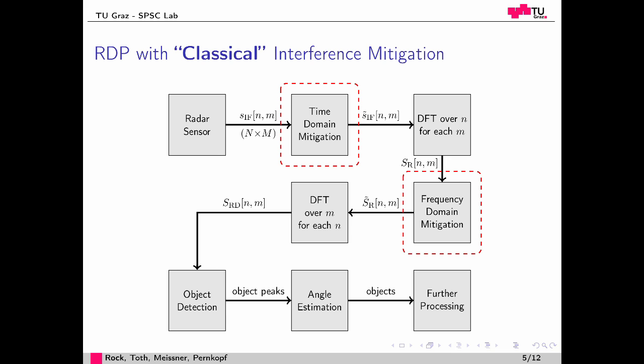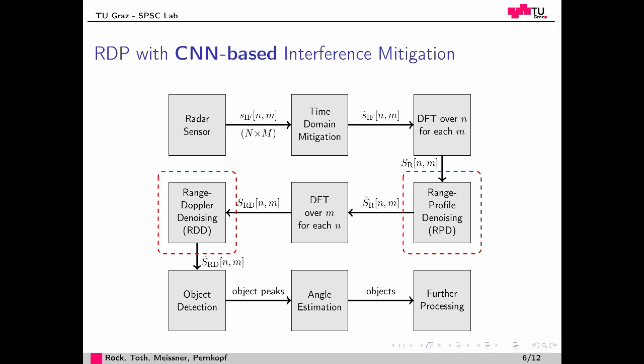Classical interference mitigation is typically performed either on time domain IF signals or after the first DFT on the frequency domain signals. CNN-based interference mitigation, on the other hand, can additionally be applied to the data after the second DFT, thus on the range Doppler map itself. We then call this range Doppler denoising, and the results that are presented within this work are all done by range Doppler denoising, because in our case this just performs best.